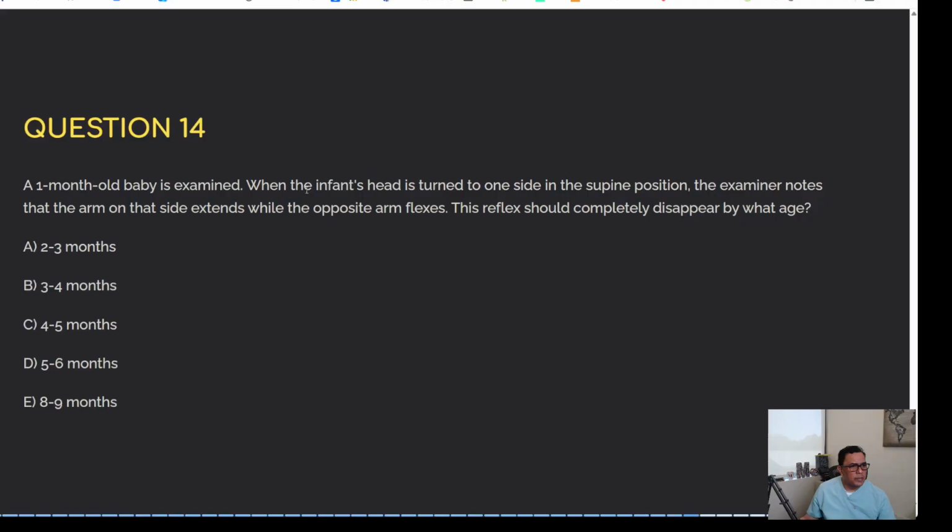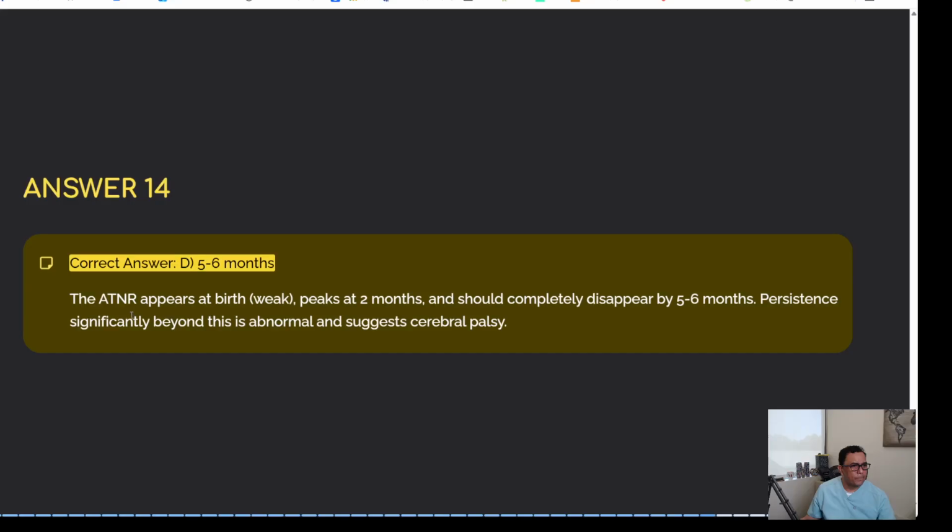A 1 month old baby is examined. When the infant's head is turned to one side in the supine position, the examiner notes that the arm on that side extends while the opposite flexes. So this should be 4 to 5 months. It is present, peaks at 2 months and disappears at 5 to 6 months.